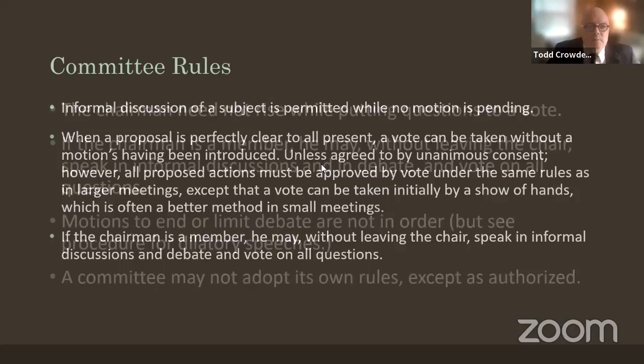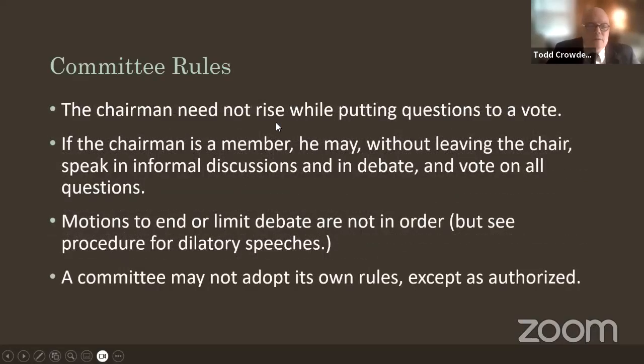He votes and debates. The chair does not have to, if it's in a real room, rise while putting questions to a vote. If the chair is a member, yeah, he can speak in discussions and debate and vote. Motions to end or limit debate are not in order, but see the procedure for dilatory speeches. We'll get there in a minute. A committee may not adopt its own rules except as authorized. So you may not have known that. Committees can't make rules, even for themselves, unless, say, the NPU tells it they can, then it can. But normally committees don't make rules. They have to go by the rules that are already in existence.